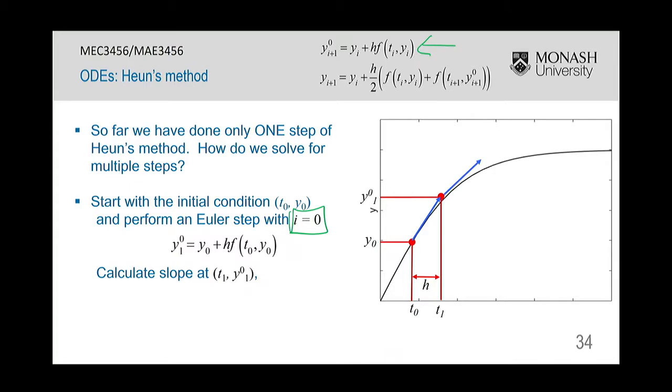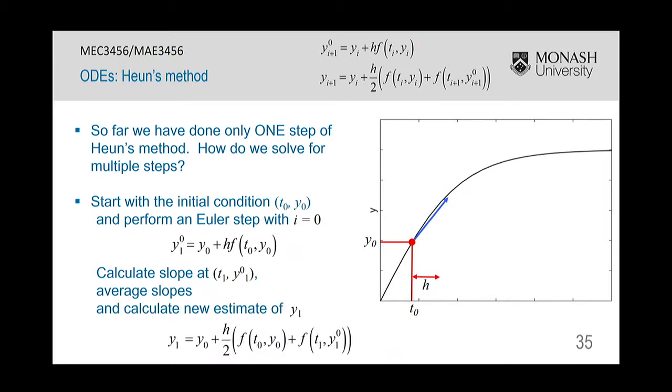We now need to calculate the slope at this point that we've just found. We need to average the slopes at the beginning and the end to get the average value. We then calculate a new estimate of y1 using the corrector step and this average value of the slope that we've estimated. So now we've calculated y1.